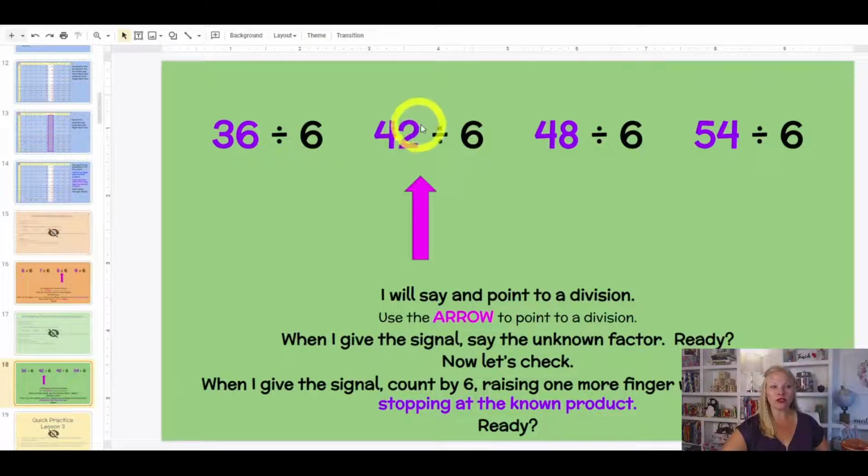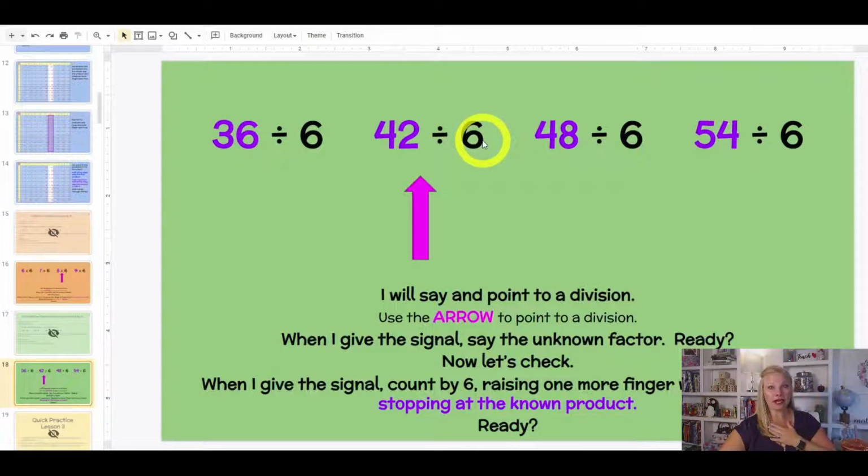Let's try 42 divided by 6. Ready? Count. 6, 12, 18, 24, 30, 36, 42. Did we get to our product? Yes. What's our other factor? 7.